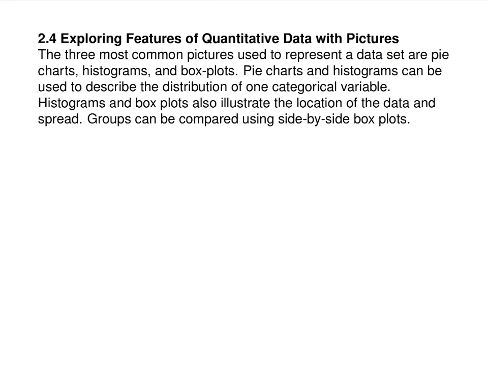So the 3 most common pictures used to represent categorical data are pie charts, histograms, which is kind of like what we just drew, and box plots. Now, pie charts and histograms can be used to describe the distribution of one categorical variable, and histograms and box plots also illustrate the location of the data and the spread. And if you have more than one group, you could compare them using side-by-side box plots. So we're going to do examples of each of those.